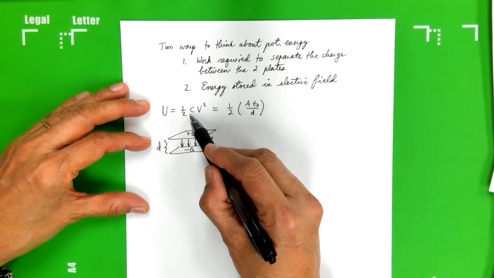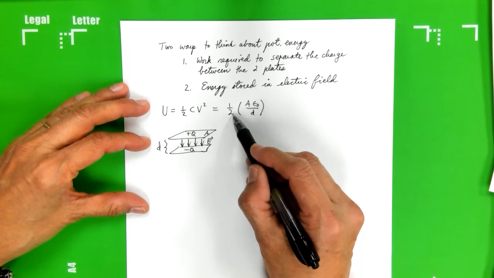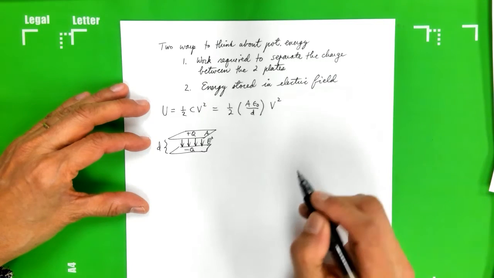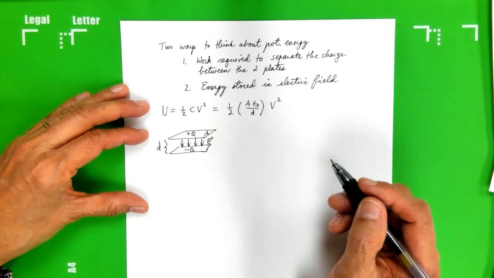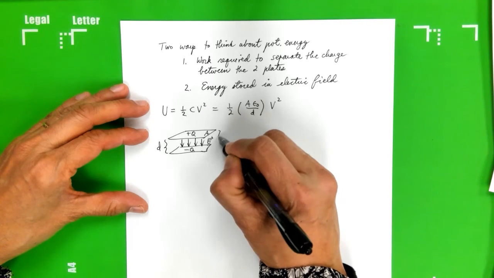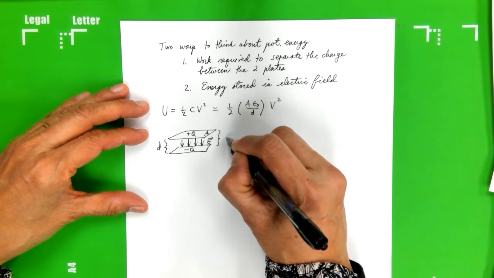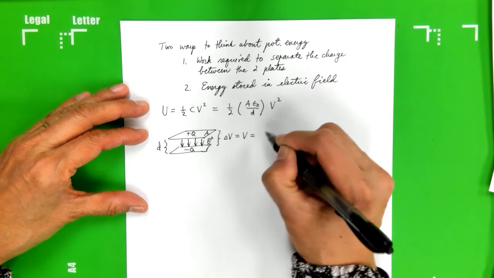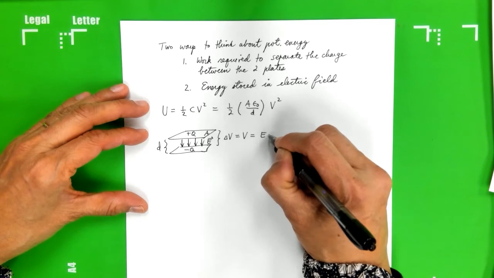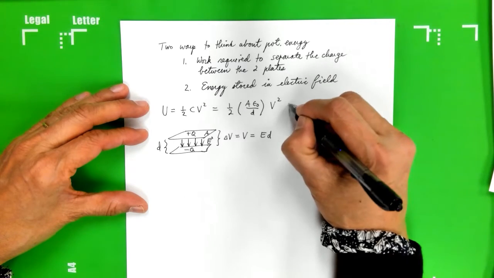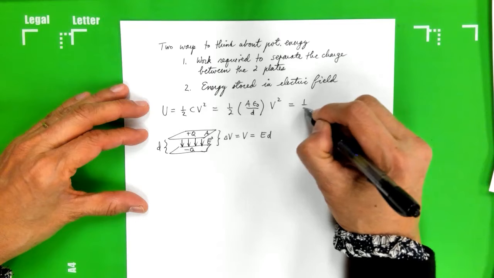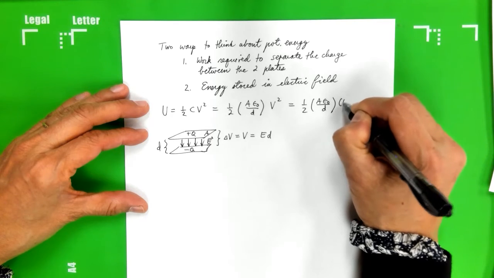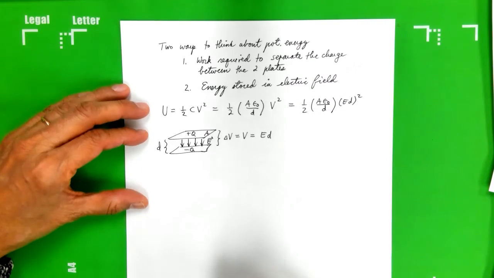So going back to this formula, 1/2 CV squared, you can write it as 1/2 times C times V squared. Now, V squared can be rewritten. For a capacitor system, there is a potential difference between the two plates, which we have written as delta V, which is also written as V, and this quantity is equal to the electric field times the distance between the plates. So you can go to this line and replace the V by ED. So let's do that. And you get the following.